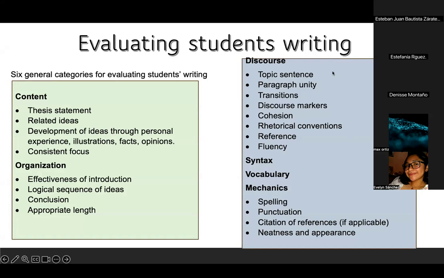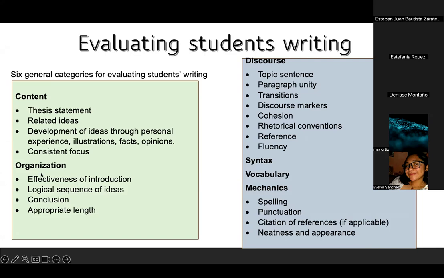And finally, evaluating students' writing. There are some categories for evaluating students' writing. First of all, content. Obviously, the thesis statement, the idea is clearly stated, related ideas, how they are going to join some ideas inside the paragraph, development of ideas through personal experiences, like providing examples, and also the focus of the topic sentence is really developed within the paragraph.